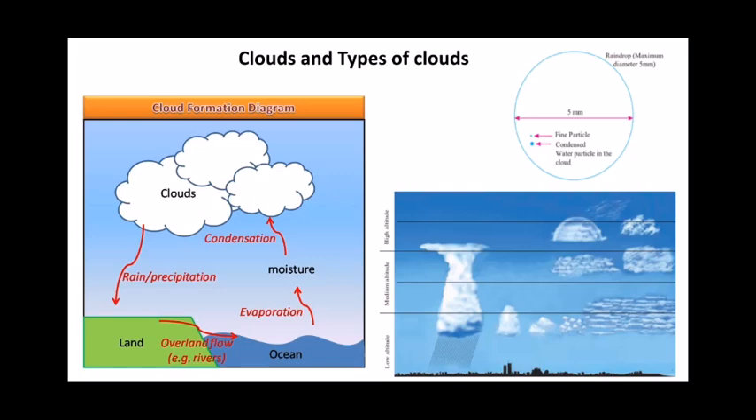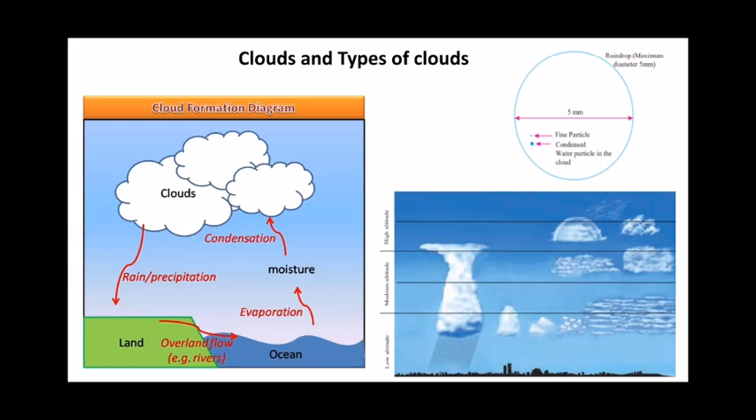Condensed water or snow particles in the clouds are very fine, that is very small, and they are of very light weight. And so clouds float in the air. Land and water get heated because of the heat from the sun. So the air near the surface also heats up and rises up.